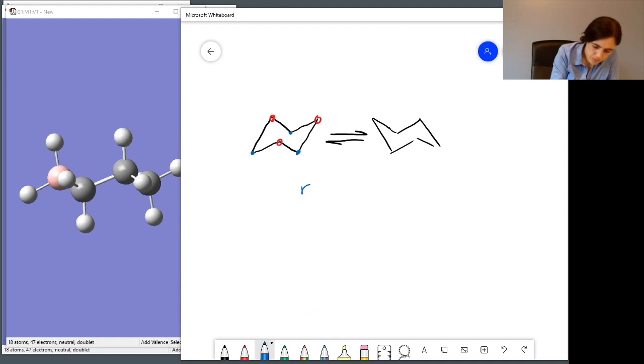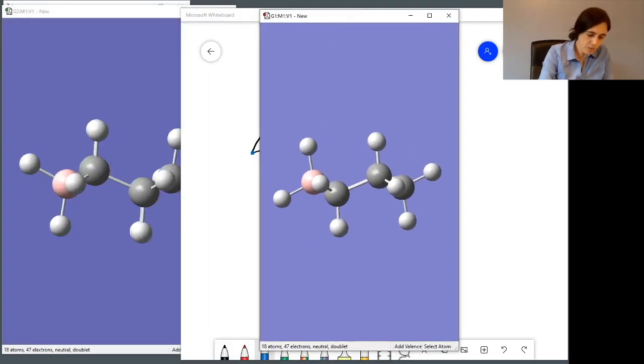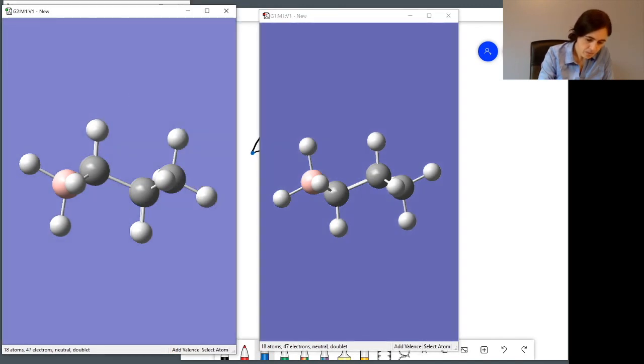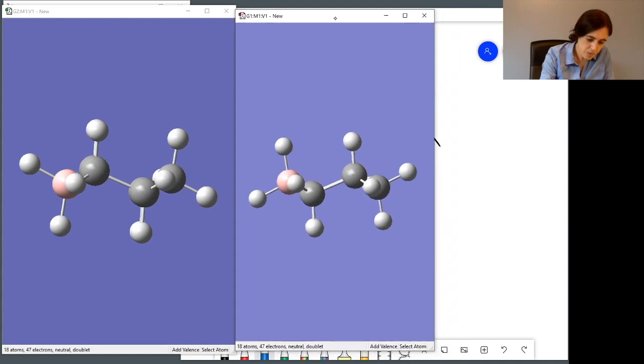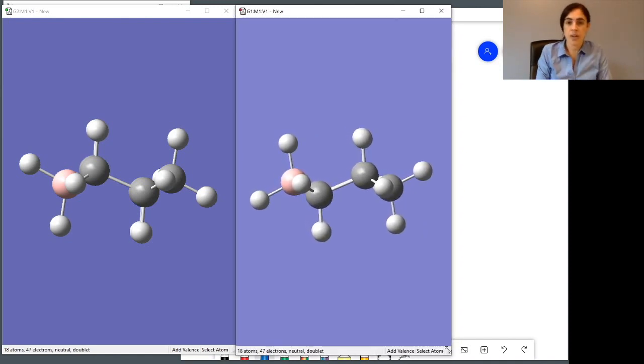Now, this is a terminology that sometimes gets confusing, because what we don't mean by ring flip is essentially flipping the ring over. What we do mean is rotating the bonds. And I'm going to post a link to a nice molecular dynamics simulation that shows you how these two interconvert, and we'll go through the potential energy surface of it here shortly.